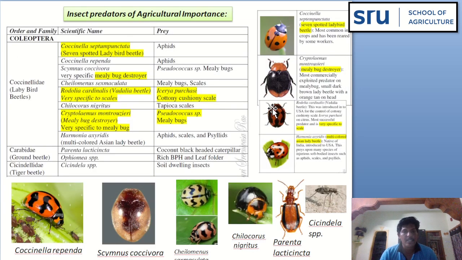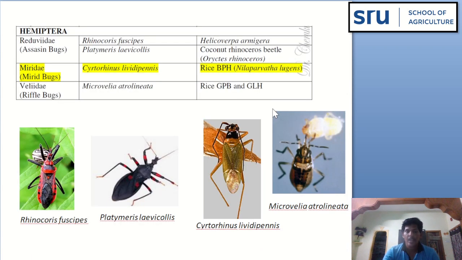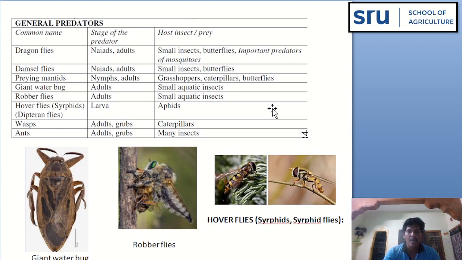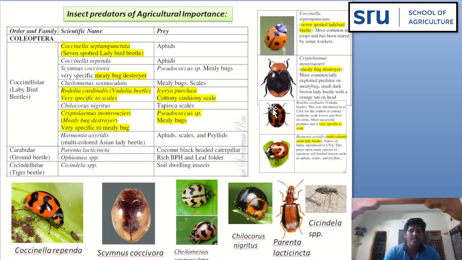Coming to the insect predators of agricultural importance. Insect predators belong to the order Coleoptera, Hemiptera, Neuroptera, and some general predators also. So let's see Coleoptera order predators. Coccinellidae family includes Coccinella septempunctata. This is the seven-spotted ladybird beetle.